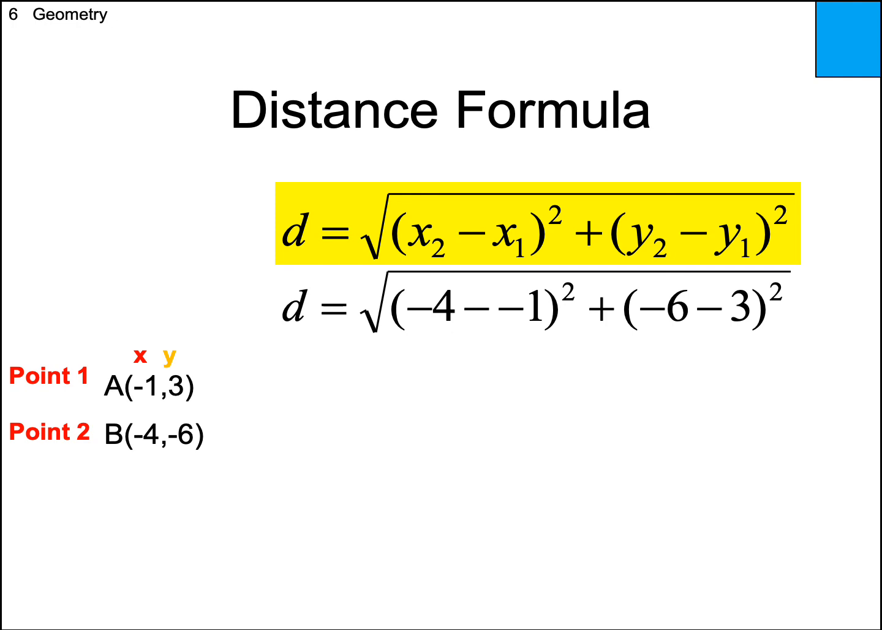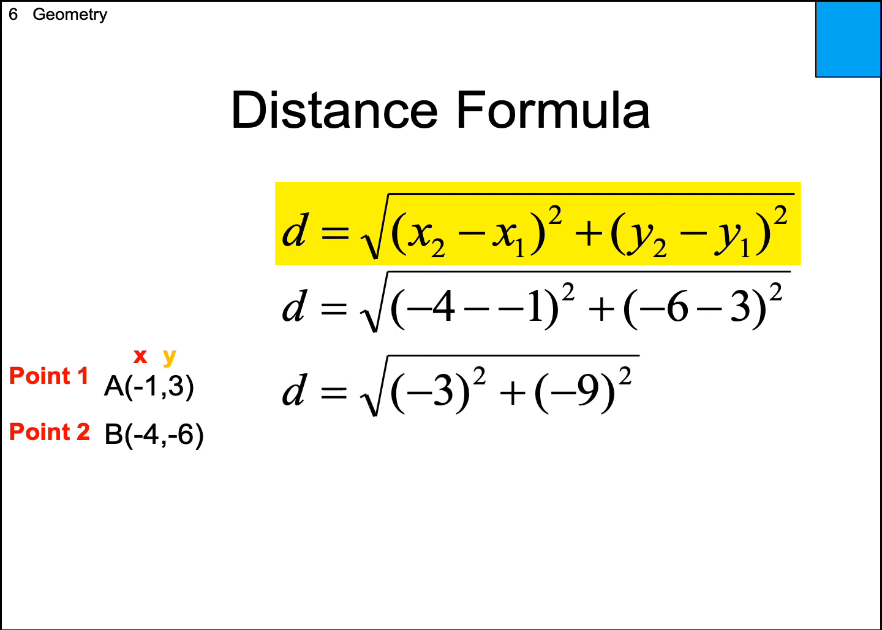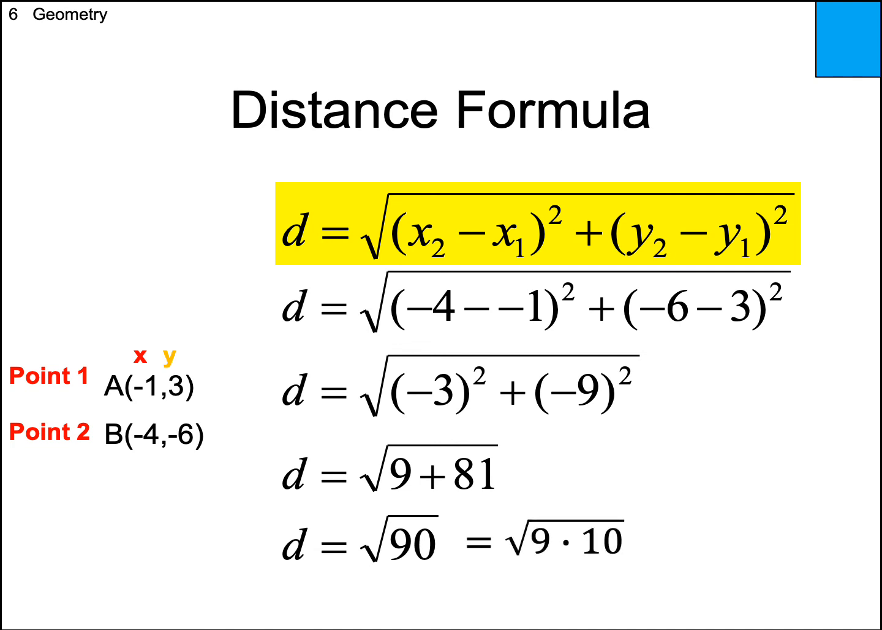All right, let's see. -4 minus -1 would be -4 plus 1. -4 plus 1 is -3. And -6 minus 3 is -9. All right, so that's going to give me 9 plus 81. Well, that's 90. And I can see that 9 goes into that, so therefore what? 3 root 10, final answer? Okay, that's not too bad.